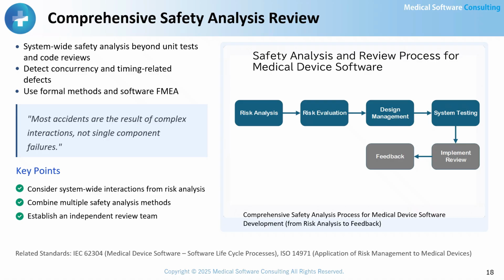be highly effective. In the Tyler accident, the root cause was the lack of task synchronization and inconsistencies in shared variables. Defects of this kind, arising from concurrent processing, are extremely difficult to detect through unit testing alone, making system-level safety analysis indispensable. IEC 62304 requires that software safety be verified through integration and system testing, while ISO 14971 emphasizes the importance of system-wide safety analysis as part of risk management.